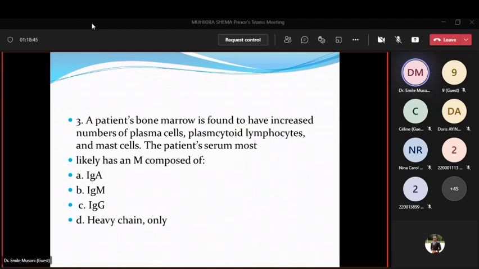Okay, number 3. A patient's bone marrow is found to have an increased number of plasma cells, plasmocyte, lymphocyte, and mast cell. The patient's cells are most likely to make an M protein composed of what?